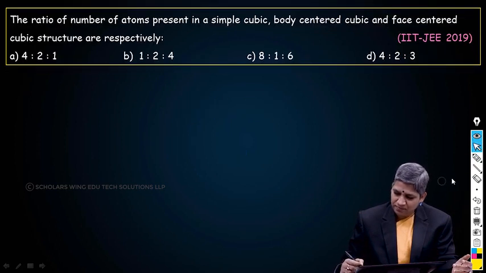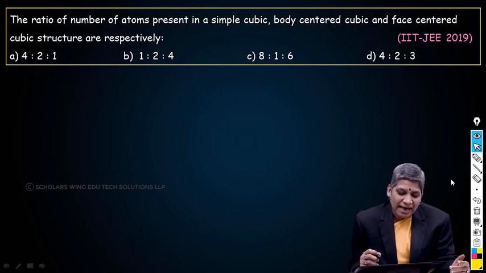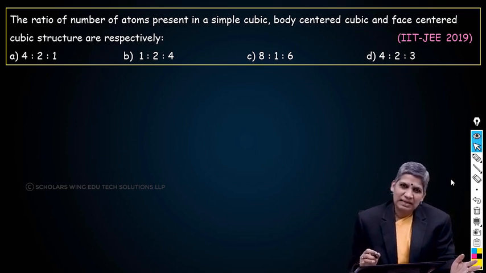Fine. The ratio of number of atoms present in a simple cubic, body-centered cubic and face-centered cubic structures are respectively. Once again, I don't want you to see all these ratios and get confused. Let's solve it and go to the right answer. This is once again from IIT JEE 2019, mind you. Two questions from the same chapter in the same year question paper, mind you. So this is very important.